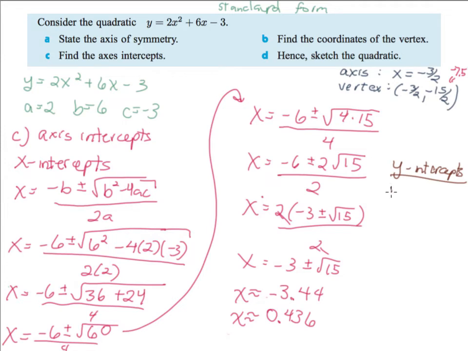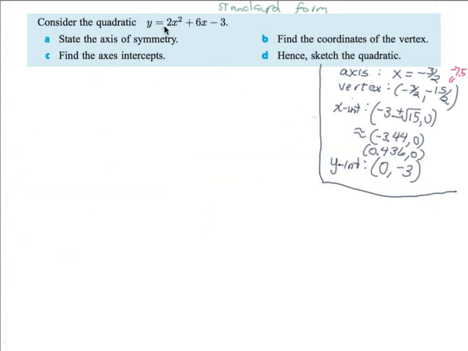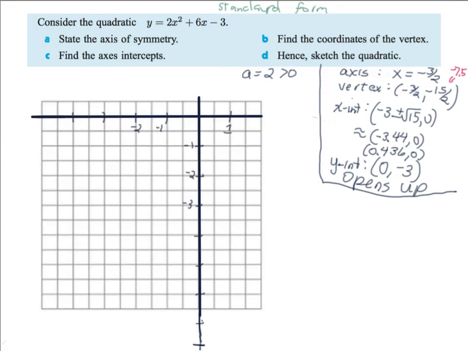Now to find your y-intercept, this is when your x equals 0. So it's your c term, so that's easy to find. My y-intercept is (0, -3). I'm always listing all my answers together, and notice I list the exact x-intercepts and I listed the approximate x-intercepts. And then also identify if your graph should open up or open down.